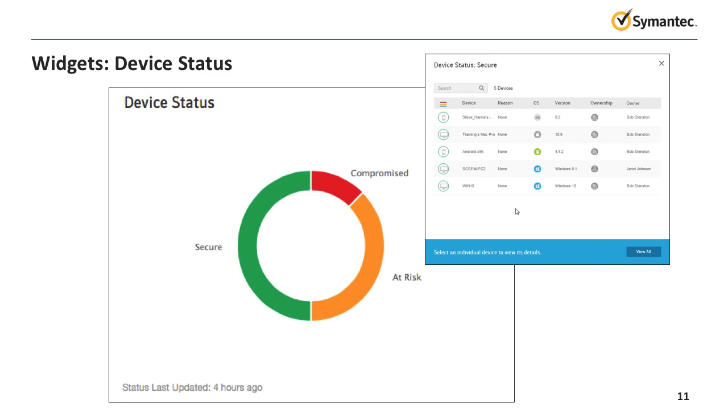Pending. This indicates that the device enrollment and security scans are in progress. Secure indicates that the device complies with all security requirements. At risk indicates issues on the device that require your attention. For example, virus definitions are outdated. Compromised indicates that the device is infected and requires immediate resolution. Note that currently the widgets do not auto-refresh. The admin will need to manually refresh them.